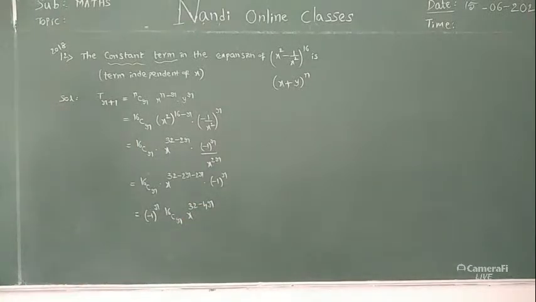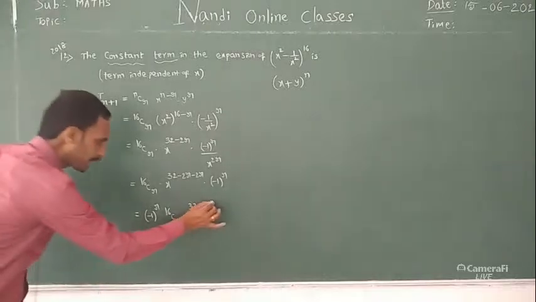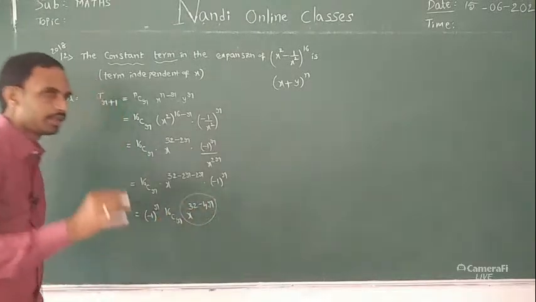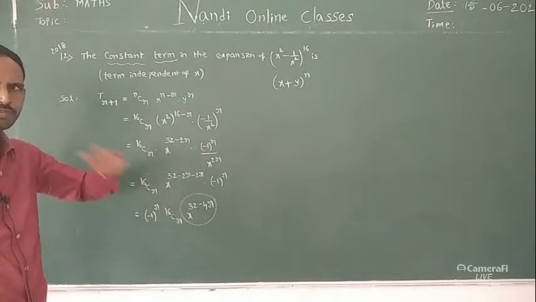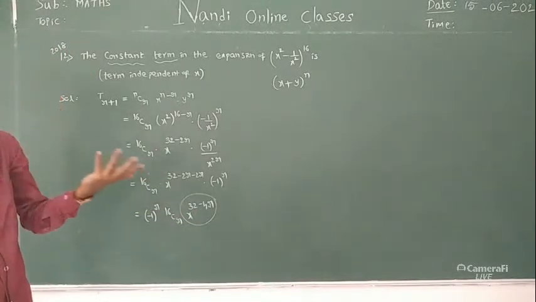They asked to find the constant term, which means no x. No x means remove x. How to remove this x is to equate that power to 0. x power 0 is 1, so x will not be there.